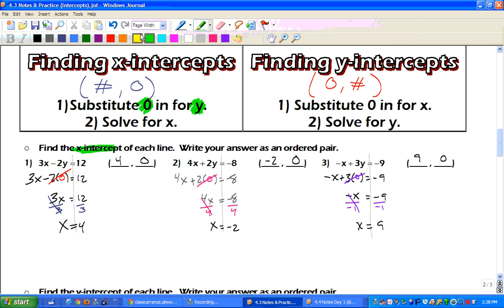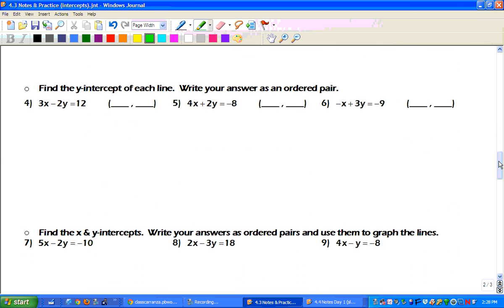All right, there we go. Now, did you guys remember that there's a negative x right there? So you have to divide everything by -1. Okay, find the y-intercepts now of each graph, and write our answers in ordered pairs.